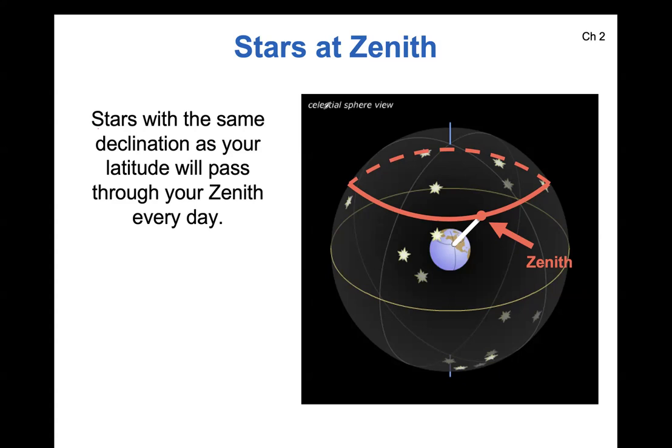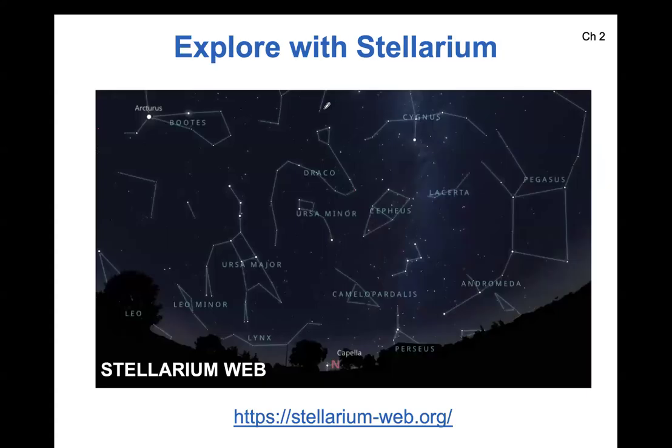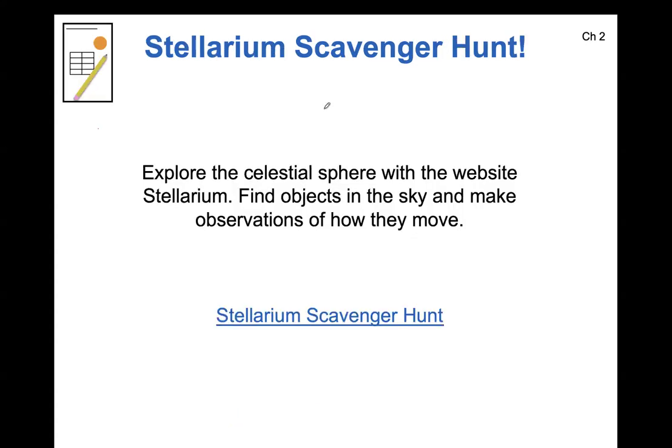But just looking up at the night sky, as long as it wasn't cloudy, you'd be able to locate your own latitude by finding a known star at your zenith. So you can do lots of exploration with Stellarium, but also with the simulator that I was using, although that one doesn't show the sky, but it still is a great visualization tool.